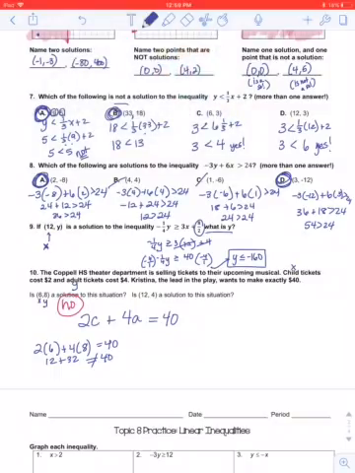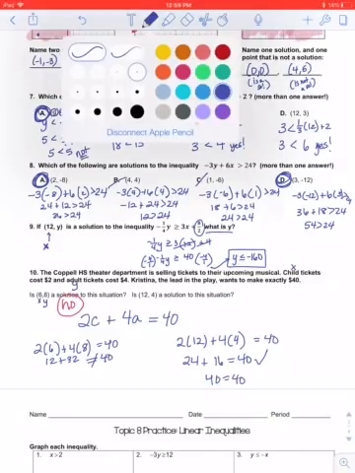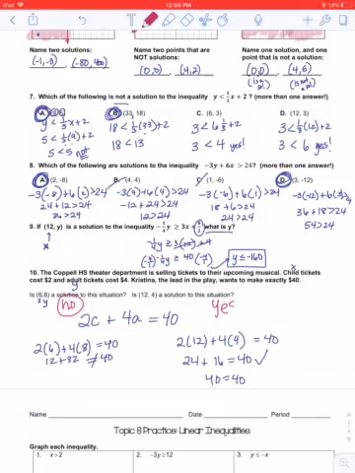Okay, so now we're going to try it again with the other option. So 2 times 12 plus 4 times 4 equals 40. 2 times 12 is 24. 4 times 4 is 16. That is exactly 40. So is that one a solution? The answer is yes. Okay? That was a little bit different because it was an equation, not an inequality. Just kind of a random refresher on that.